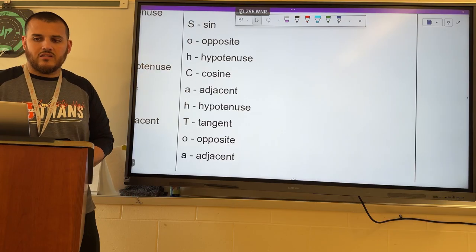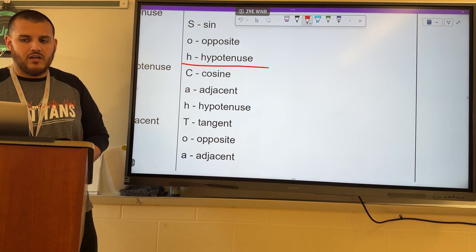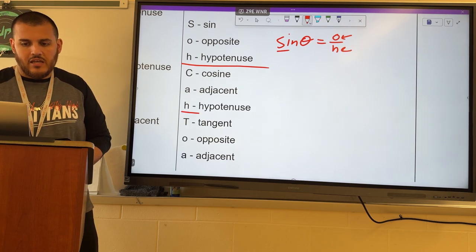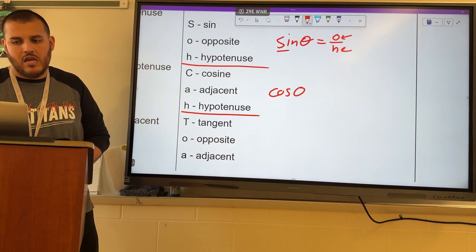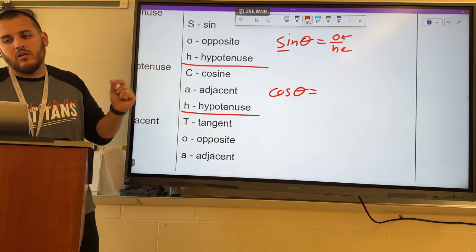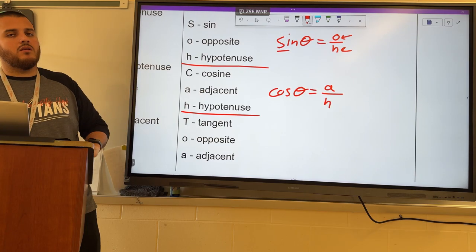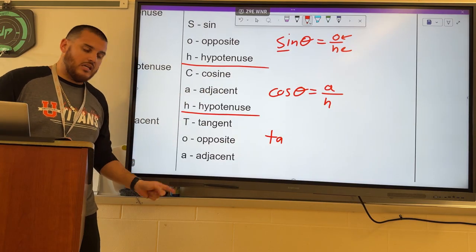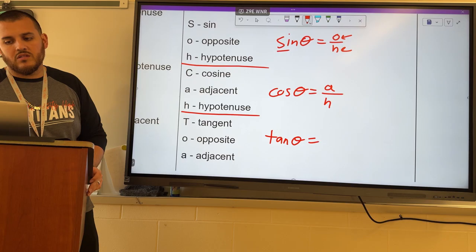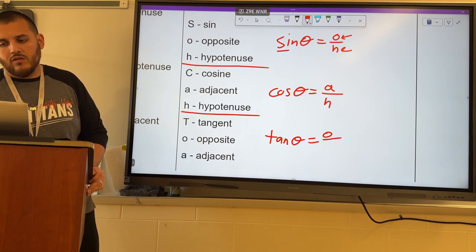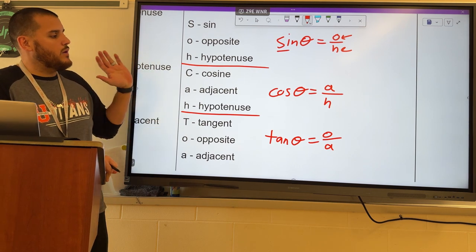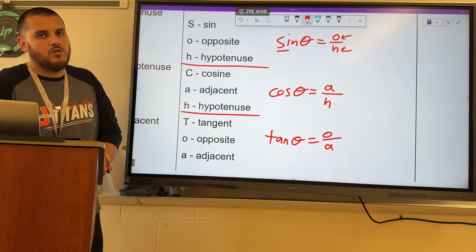SOHCAHTOA. We look at this 3 letters at a time. Those first 3 letters tell you the sine of an angle equals opposite over hypotenuse, SOH. The next 3 letters tell you the cosine ratio of an angle equals the adjacent leg of that angle over the hypotenuse of the triangle. The tangent ratio, again, the CAH for cosine. The tangent ratio, TOA. Tangent ratio equals the opposite leg of a given angle over the adjacent leg of the given angle. Gotta memorize SOHCAHTOA. This will help you out so much in our future trigonometry problems.